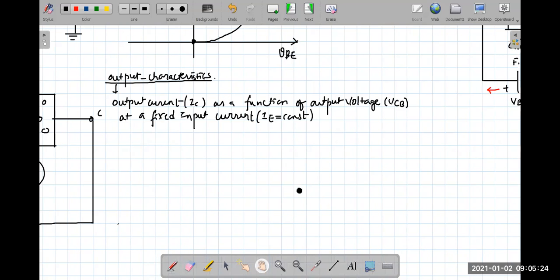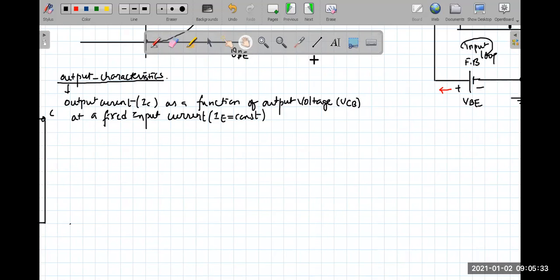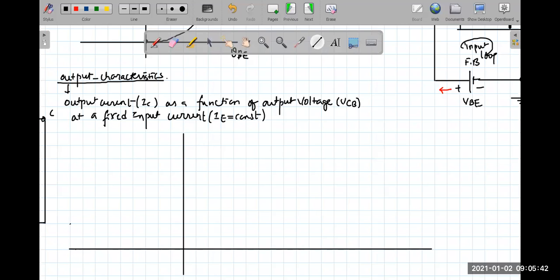So if you try to plot this curve, look here, pay attention please, do not get confused, because from this output graph itself we are going to decide various modes. So what must happen: we are reverse biasing the collector base terminals, so the voltage of the collector base must be represented on the left side.